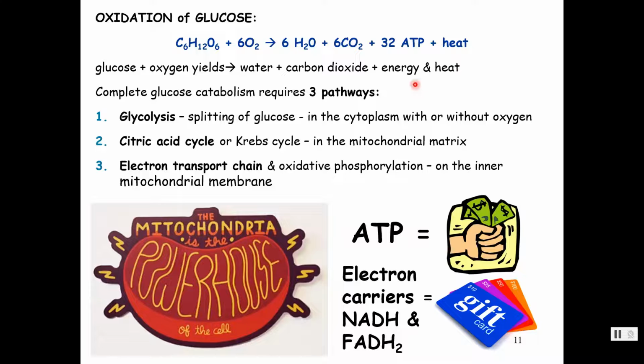So the complete oxidation or catabolism of glucose is going to require these 3 pathways we're going to watch on YouTube. So glycolysis, splitting of glucose, which happens in the cytoplasm either with or without oxygen. Citric acid cycle, also called the Krebs cycle, happens in the mitochondrial matrix. That requires oxygen. Electron transport chain and oxidative phosphorylation on the inner mitochondrial membrane, that too requires oxygen.